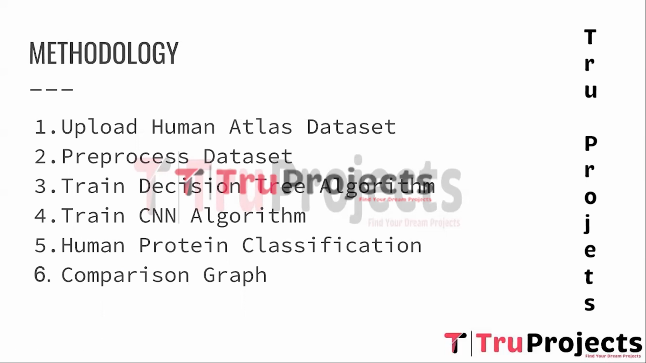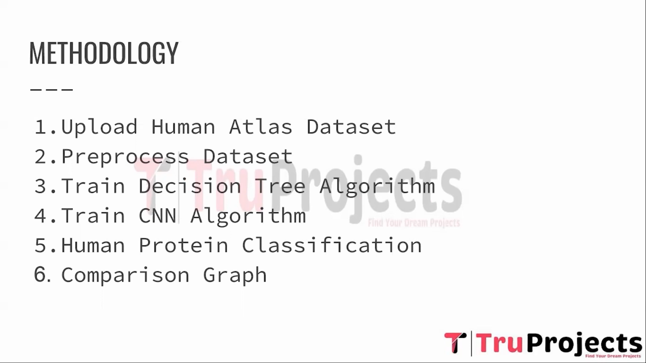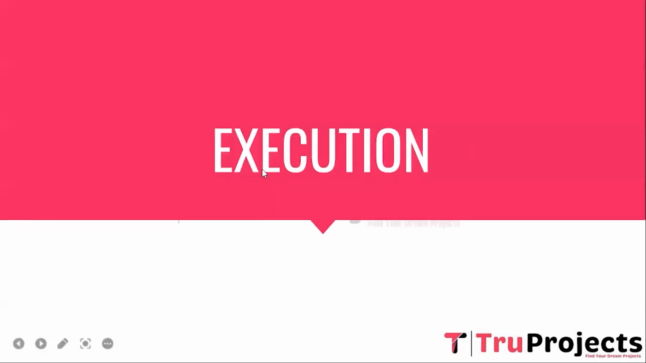And the fifth module is human protein classification. Using this module, we will input the test image and then the model will classify its protein atlas. And the final module is comparison graph. Using this module, we will plot the accuracy comparison graph between both algorithms. And the execution of the project. To execute the project, first we need to open the code folder.